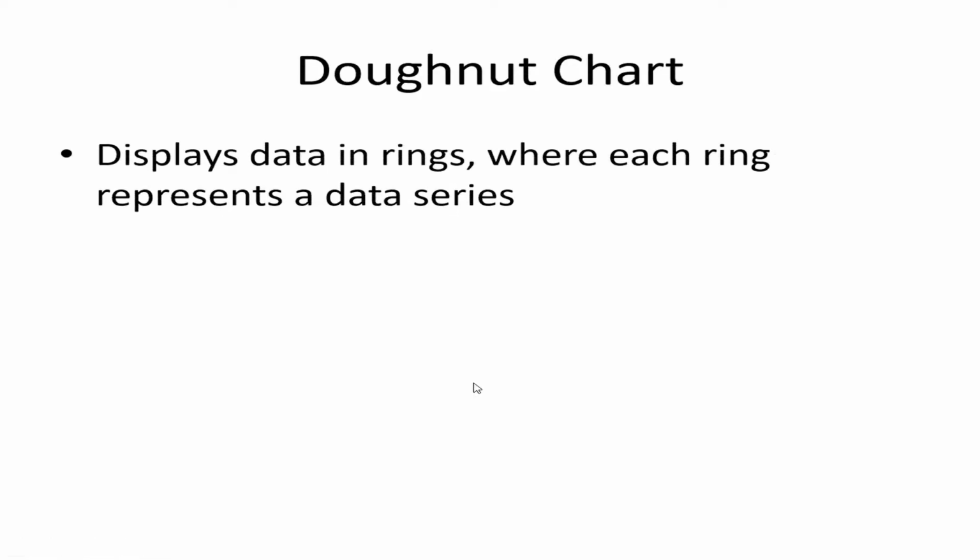Therefore, this is the description of a donut chart. It displays data in rings, where each ring represents a data series. It compares two pie charts. It is the only way to compare two and even three pie charts, but we don't want to compare too many pie charts because of the clutter issue. The only way to compare pie charts is to use a donut chart.